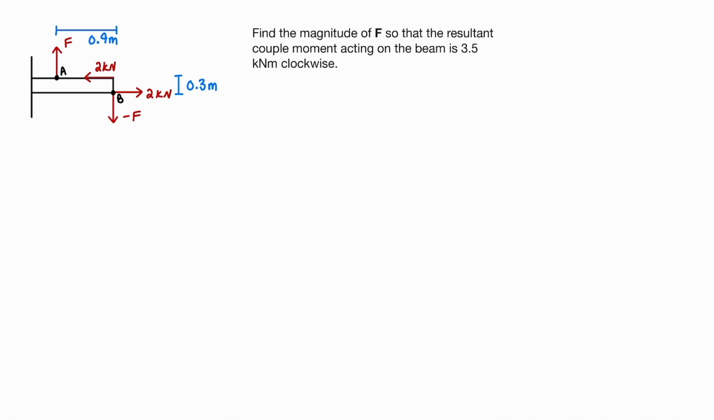So first of all, we want to set our positive direction, and that'll be clockwise or counterclockwise. I always set counterclockwise as positive. So knowing this, it's given to us that the moment is 3.5 kilonewton meters, and because that is clockwise, which goes against our counterclockwise positive direction, it will be negative.